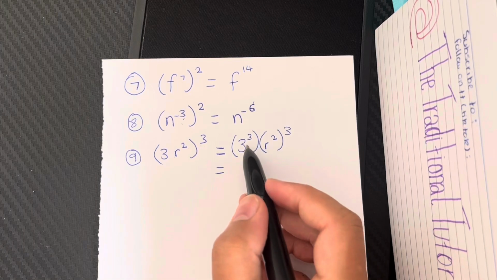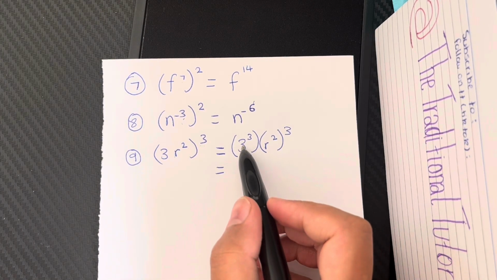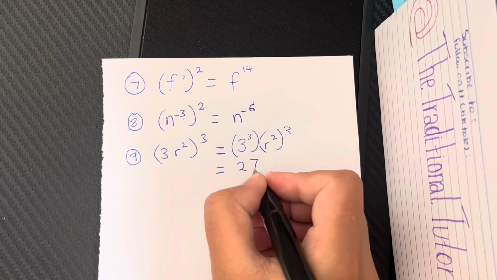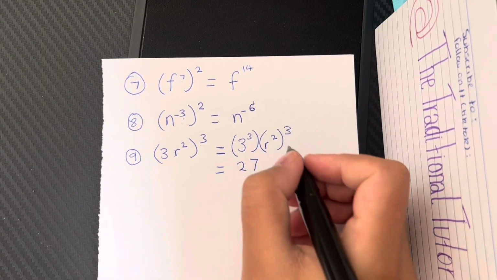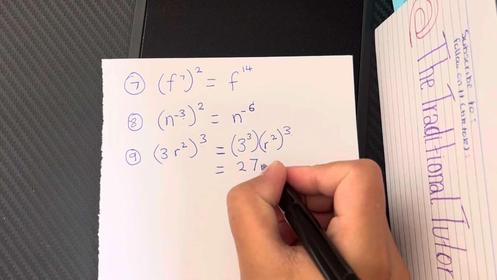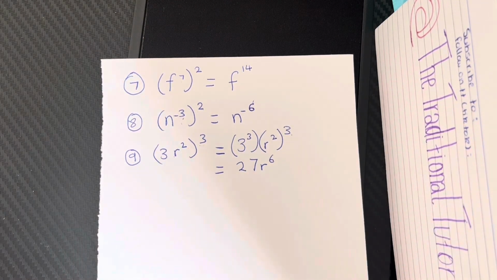And then let's solve them now separately like this. So 3 cubed gives us 27, okay, 3 times 3 times 3, and then r squared all cubed is just 2 times by 3, which gives us 6. So it's 27r to the power of 6.